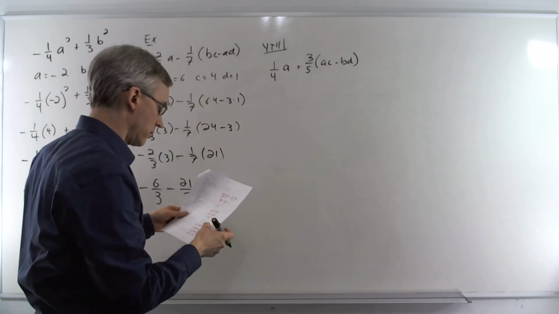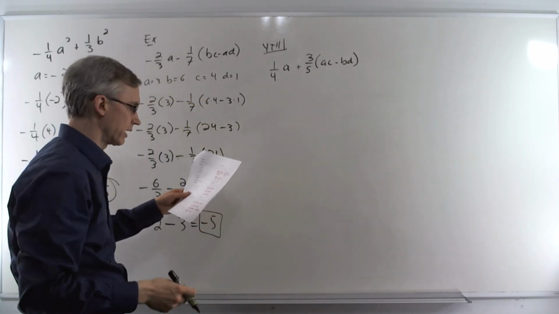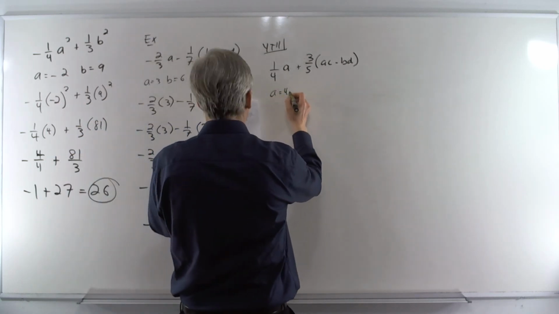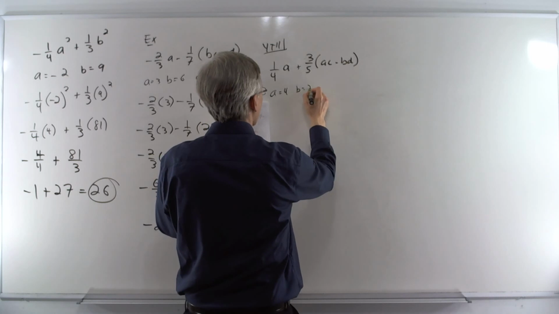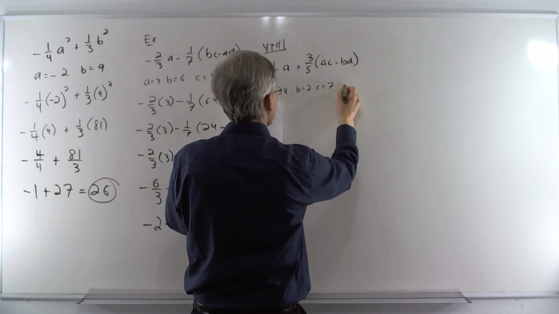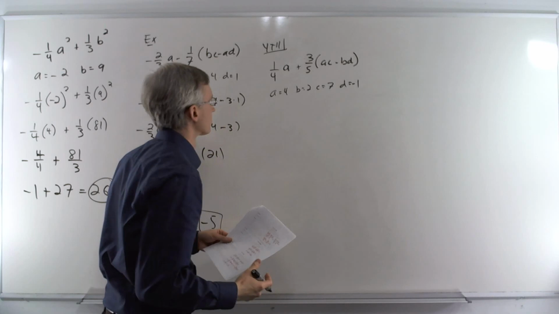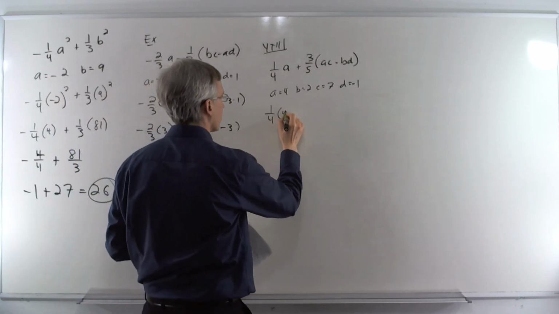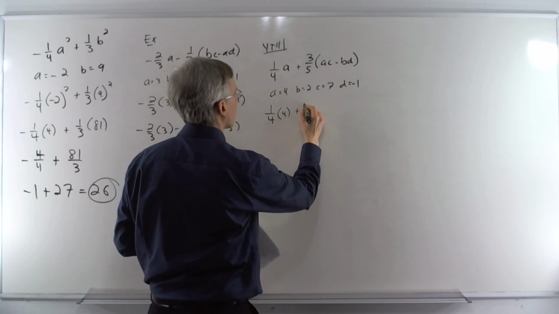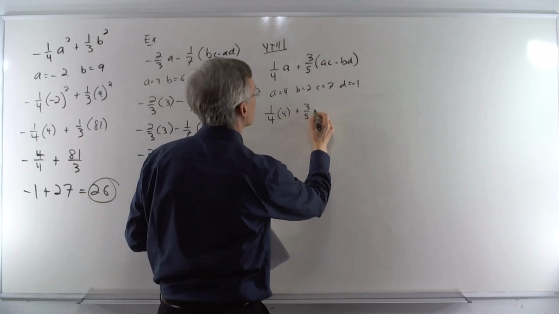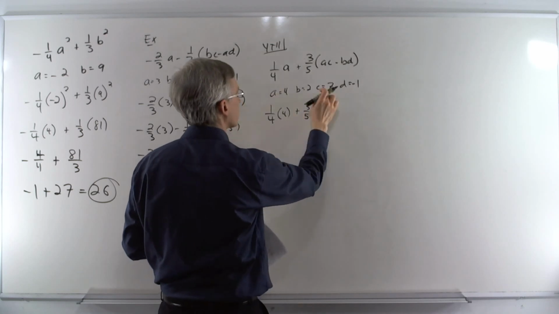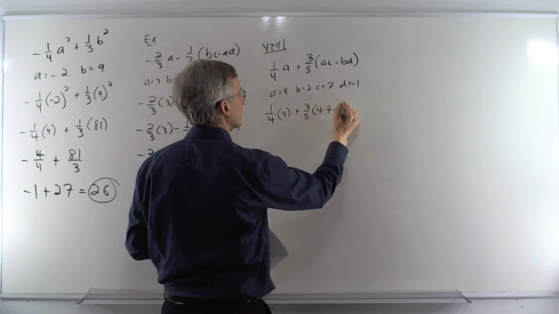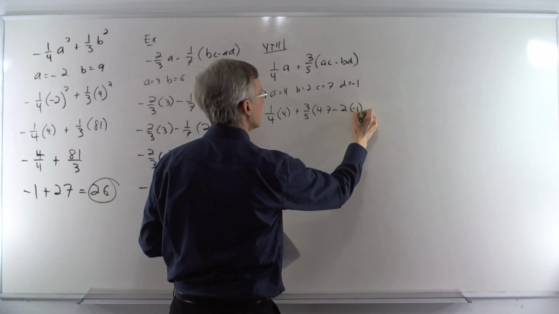One quarter a plus 3/5 times ac minus bd. And we've got a equals 4, b equals 2, c is 7, and d is negative 1. Plug all these values in. 1/4 times 4 plus 3/5 times a times c, so 4 times 7, minus b 2 times d negative 1.